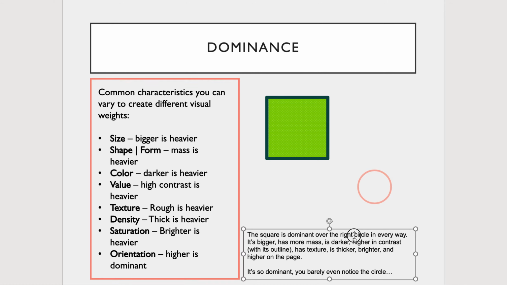So the square here is dominant over the circle in every single way. It's bigger, has more mass, is darker, higher in contrast, that's outline, has texture, is thicker, is brighter, and is higher on the page. It's so dominant that you barely even notice the circle.